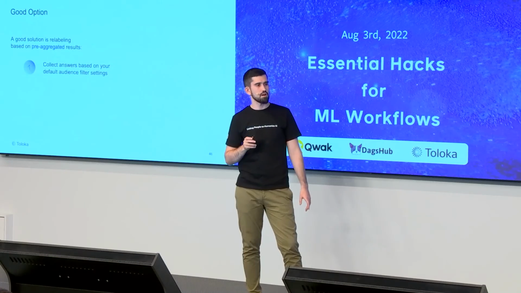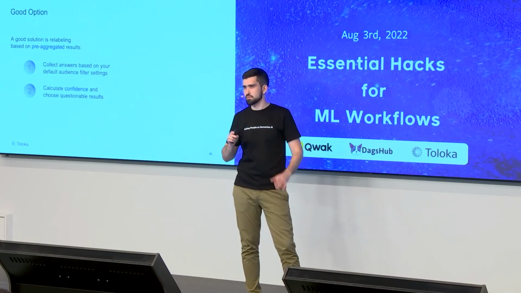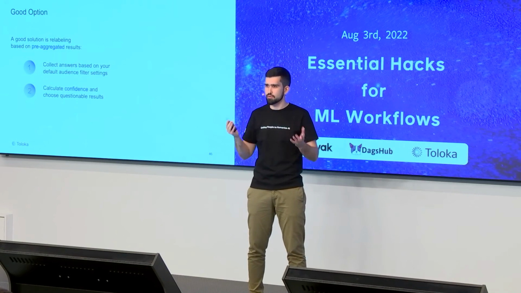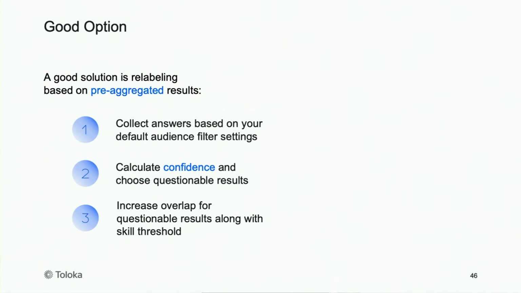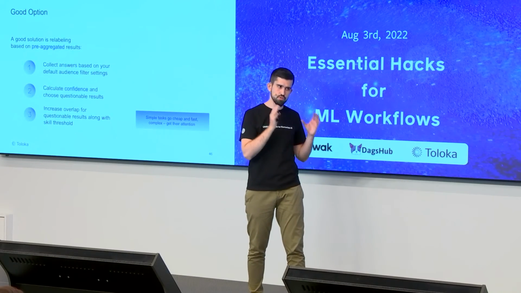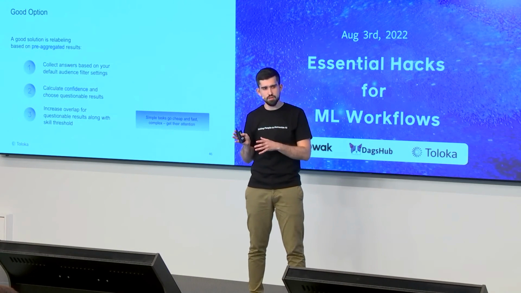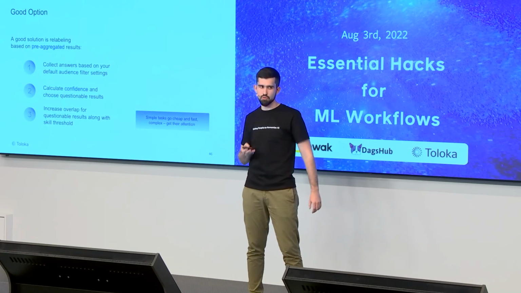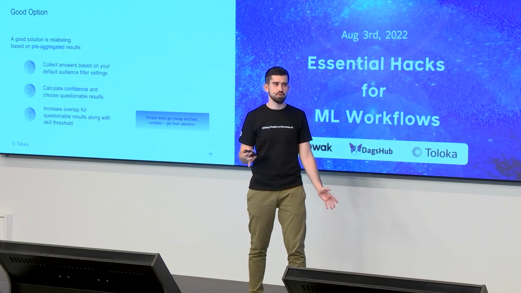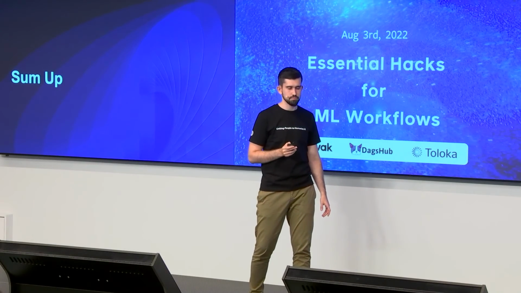First of all, you use some default settings, like you use some default prices, different overlaps, you collect the results from there. You calculate confidence, like this value demonstrates how confident people are when making this choice. And if you see some low confident results, you can just increase overlap only for them and increase the skill threshold also for them only. As a result, simple tasks will go cheap and they will go fast. And for those which are more complex, you will have their audience, you will find their workers with higher skills, and you will pay them more. So this is quite all about making a crowdsourcing project.